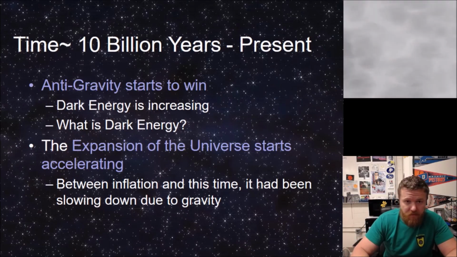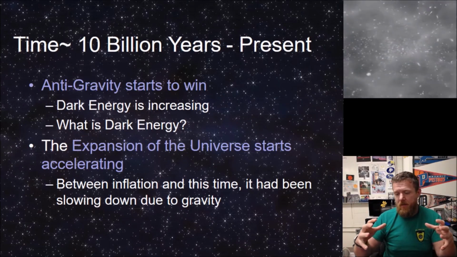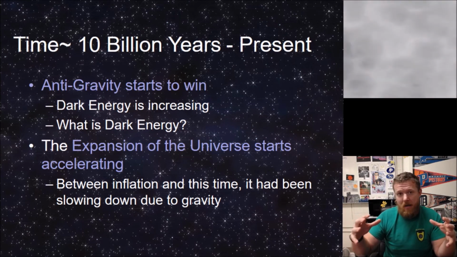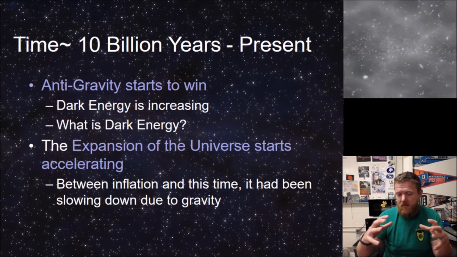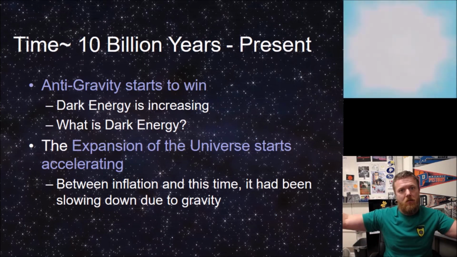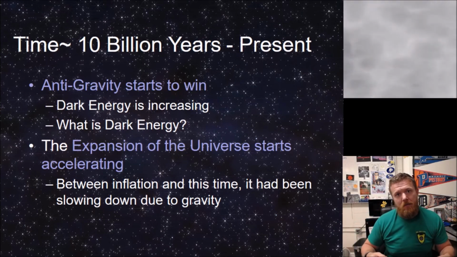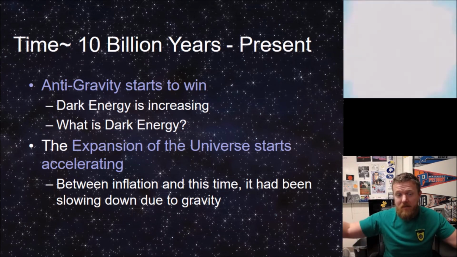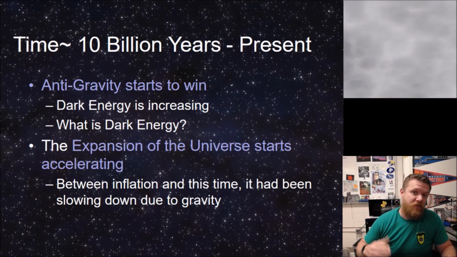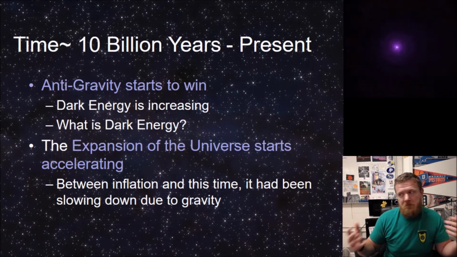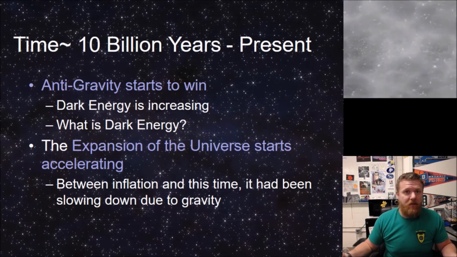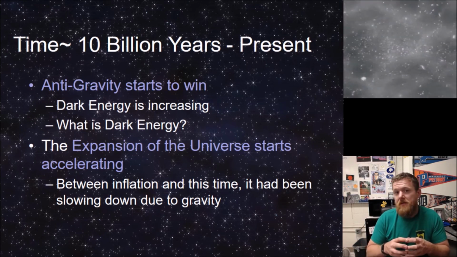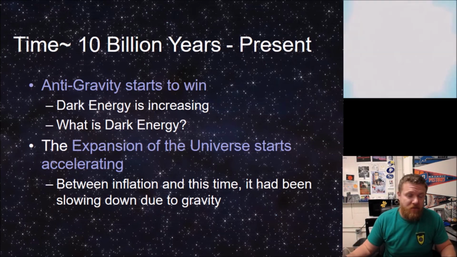about 10 billion years ago, even though expansion was slowing down, something happened. We don't know what it was. We don't know why, how. That slowing down started to speed up. And that's where we're at today. So the expansion of the universe was slowing down, but now it is speeding up and it's getting faster and faster each and every day. Why? Dark energy, anti-gravity, cosmological constant, whatever you want to call it. The universe is now getting bigger, faster and faster and faster each and every day.